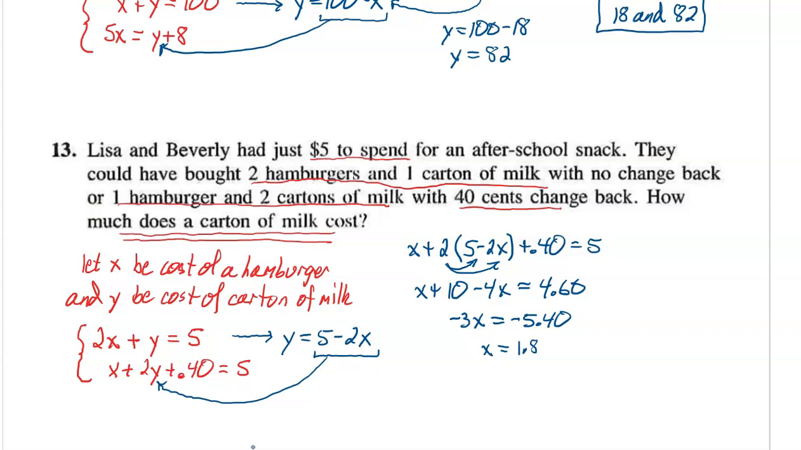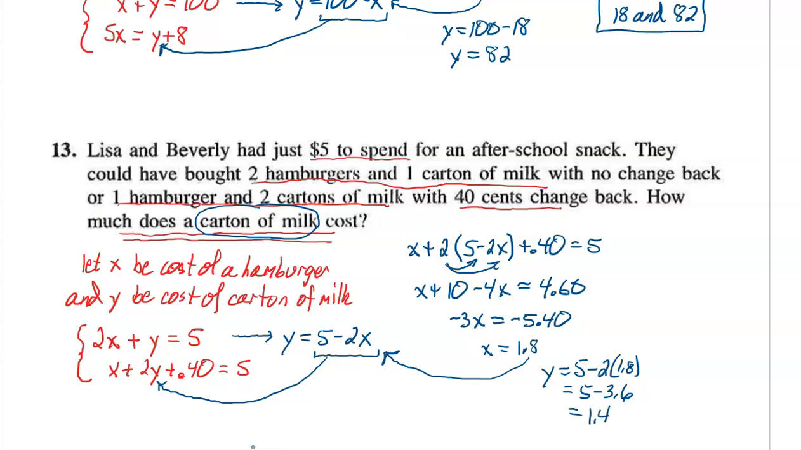What was the letter x representing? It was the cost of a hamburger. Well, what did the question ask us to figure out? The cost of the carton of milk, which is being represented with the letter y. We don't yet know the letter y. We've only figured out the letter x. So take the 1.8 and substitute it into our equation that the letter y is alone. So y equals 5 minus 2 times 1.8. This is equal to 5 minus 3.6, which is equal to 1.4.